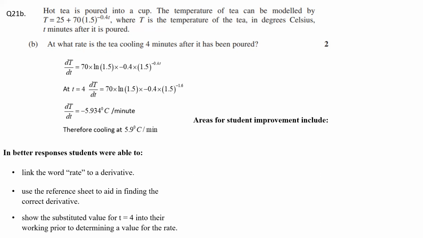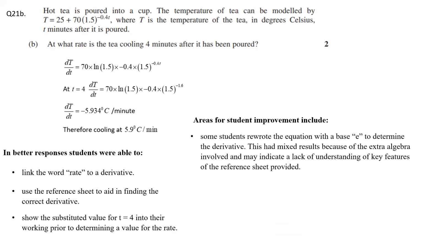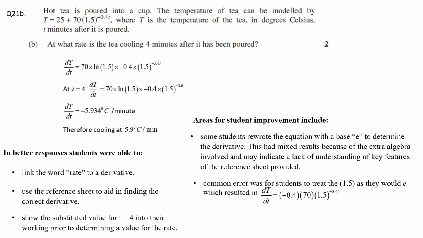The problem with some students, as you can imagine, was that they were treating that 1.5 base as they would a base e, which caused problems in their derivatives. So they're not going to get the same idea out of that. Other times, students weren't finding the instantaneous rate. They were finding an average rate from t equals 0 to t equals 4, which was a bit of a problem.